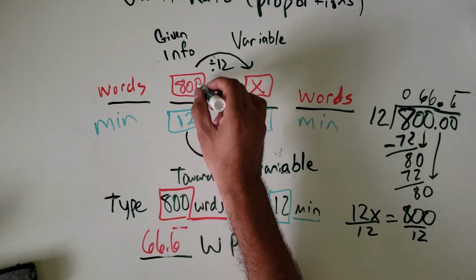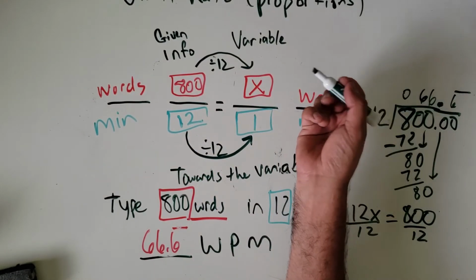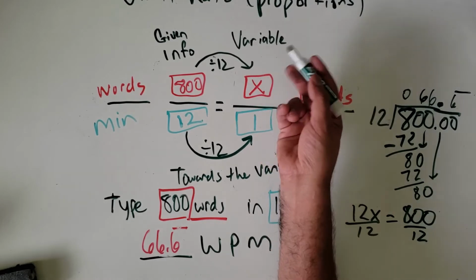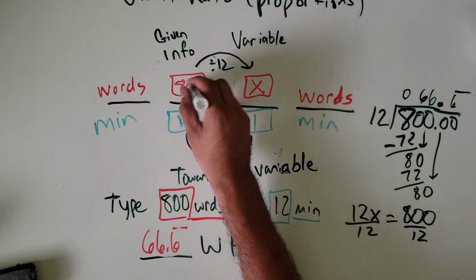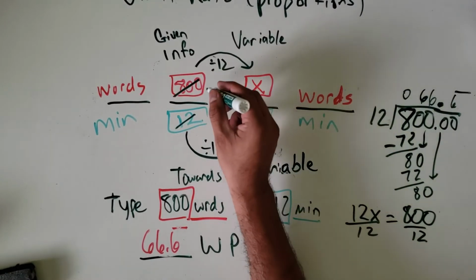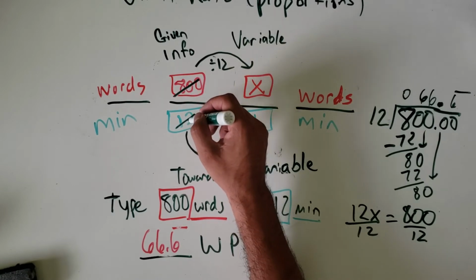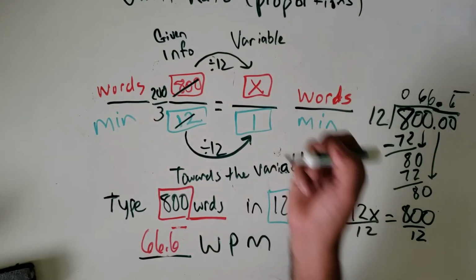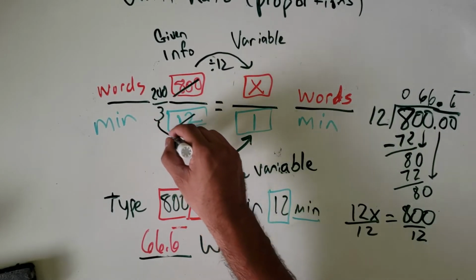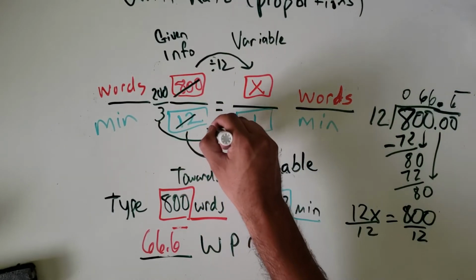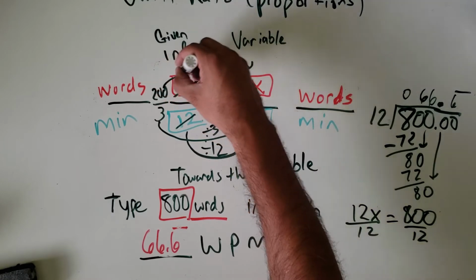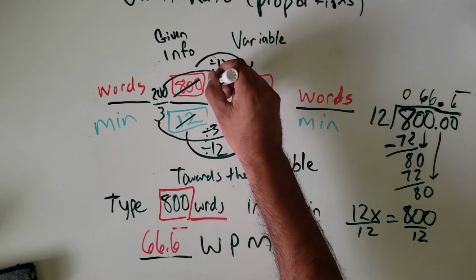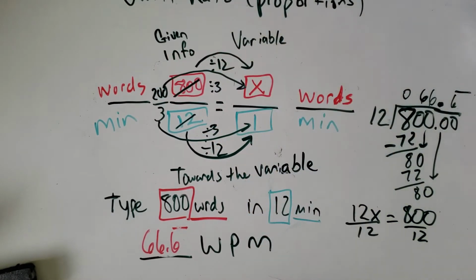You could have also simplified. That's the one thing I should have done here. If I had simplified it, it would have been so much easier. I could have cut those both in half and gotten 400 over 6, and cut that in half and gotten 200 over 3. So I could have simplified that to 200 over 3. I would have done the same thing here, divide this by 3, and the same thing here, divide 200 by 3, and I would have gotten the same answer. But it would have been a little bit easier because the numbers are smaller.